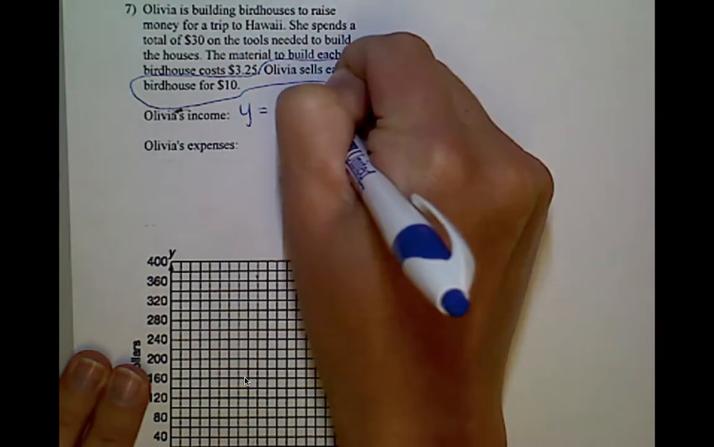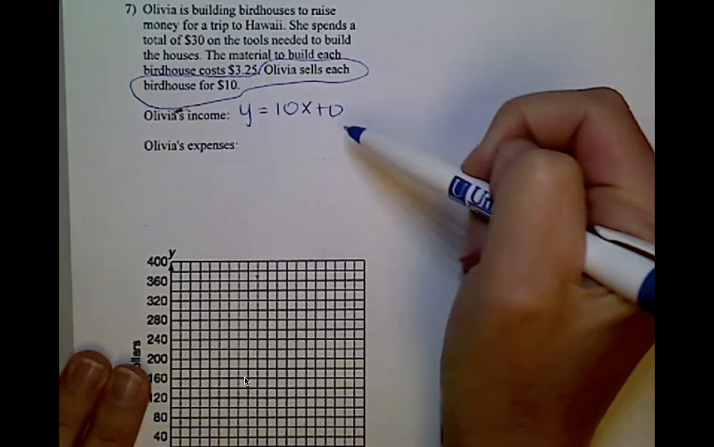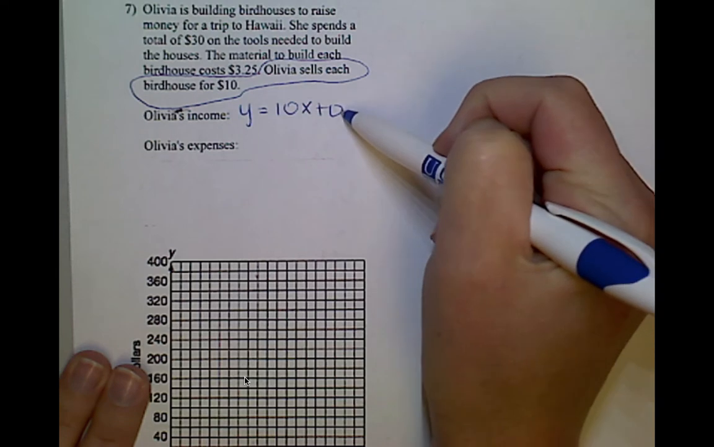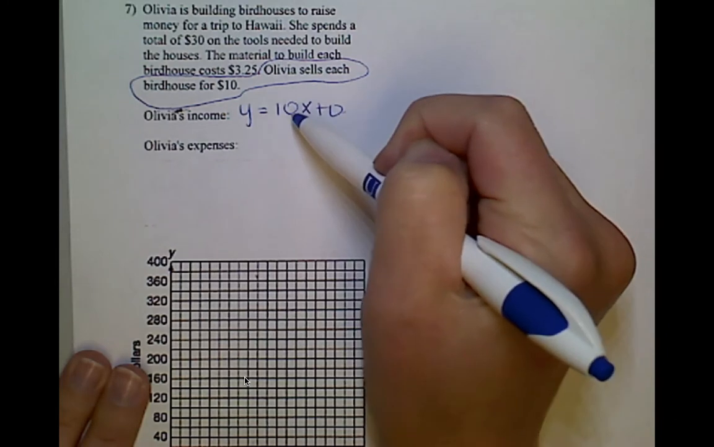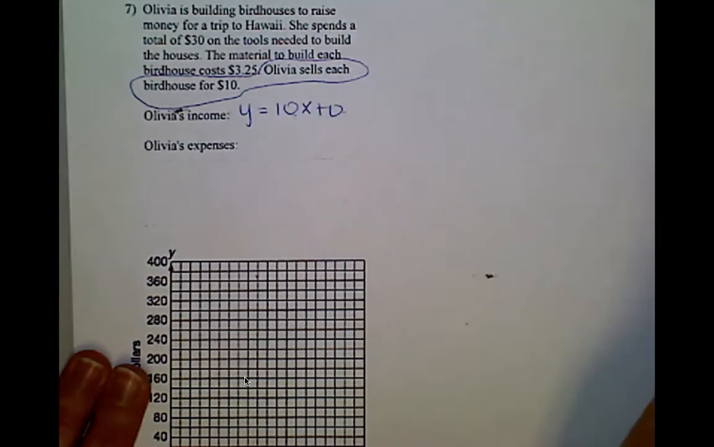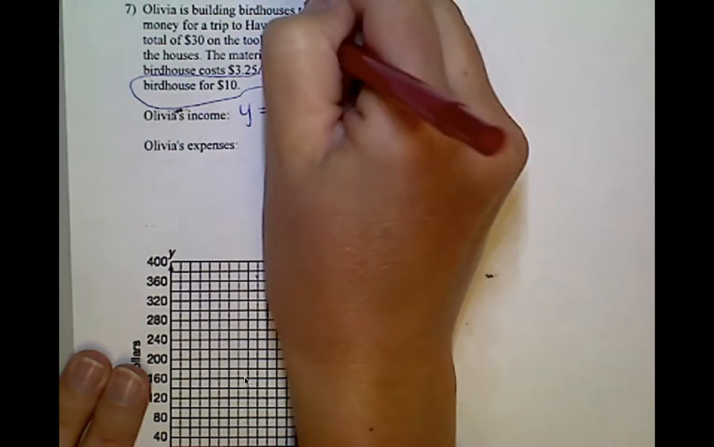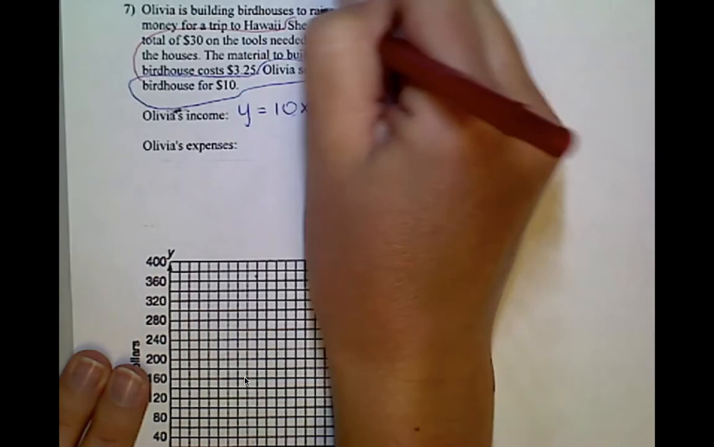And to be specific, it's really plus 0, because if she doesn't sell any birdhouses, then her initial value is just plain old 0. Okay, so that definitely is a rate of change, so we'll have to call that the slope.